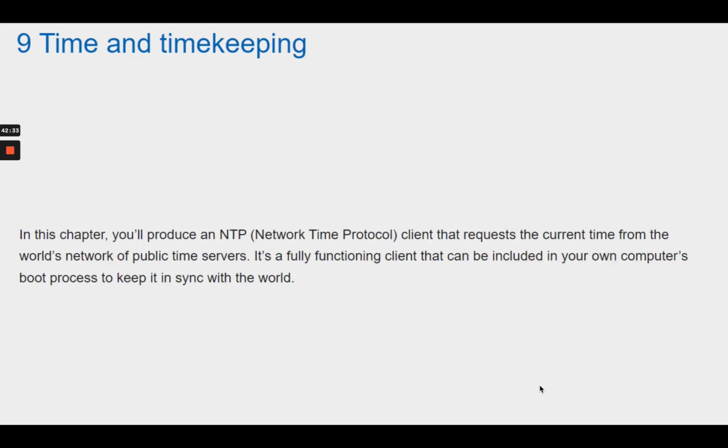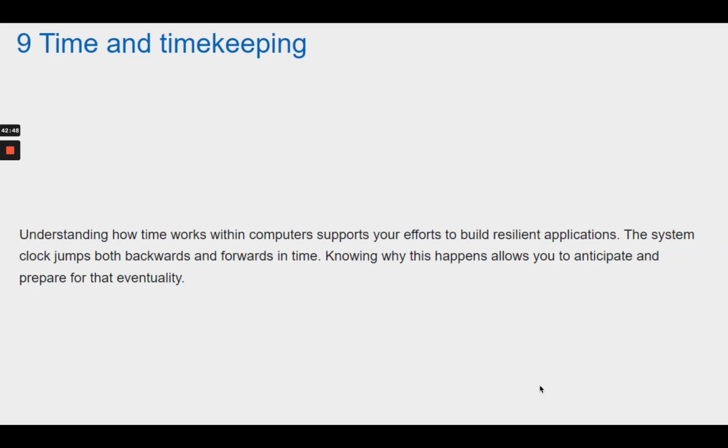In this chapter, you'll produce an NTP, or Network Time Protocol, client that requests the current time from the world's network of public time servers. It's a fully functioning client that can be included in your own computer's boot process to keep it in sync with the world. Understanding how time works within computers supports your efforts to build resilient applications. The system clock jumps both backwards and forwards in time. Knowing why this happens allows you to anticipate and prepare for that eventuality.